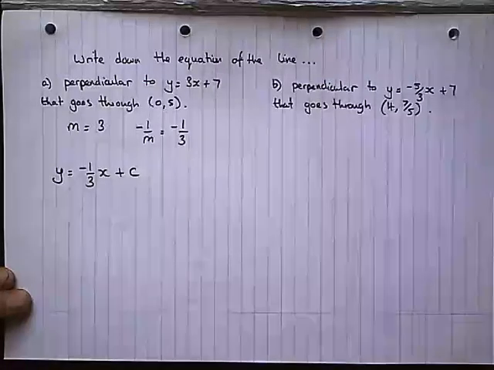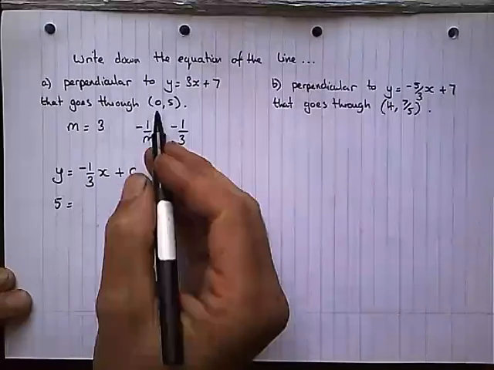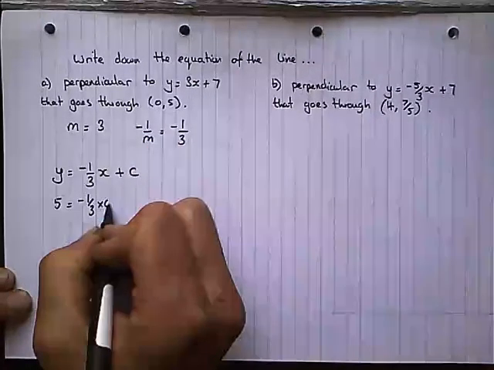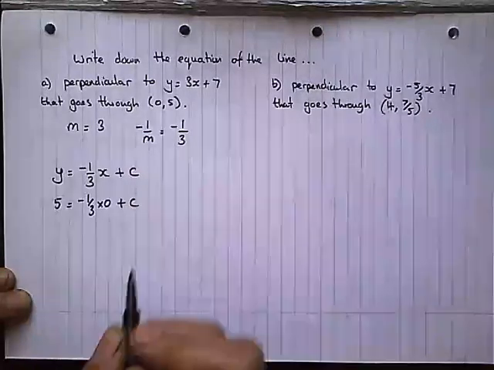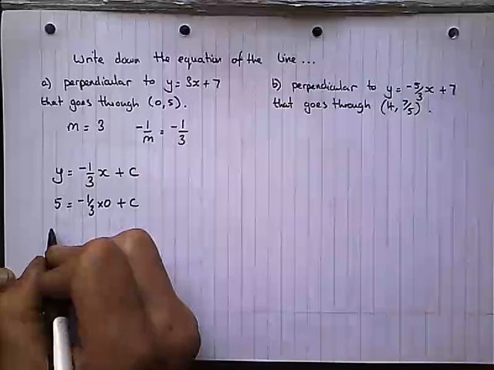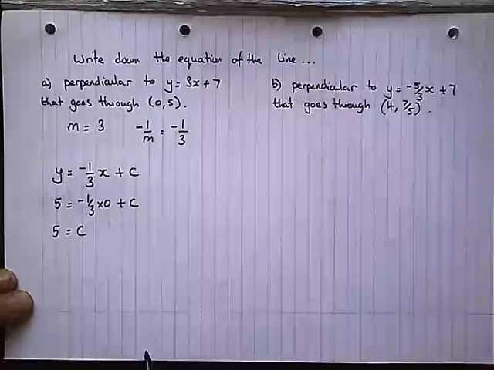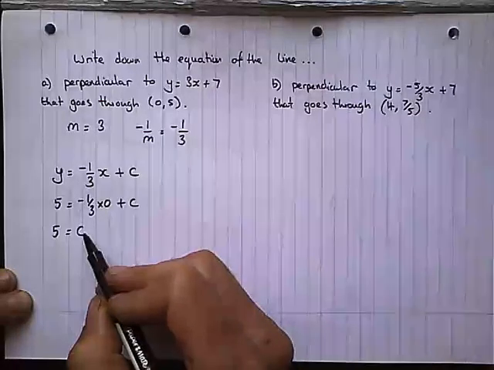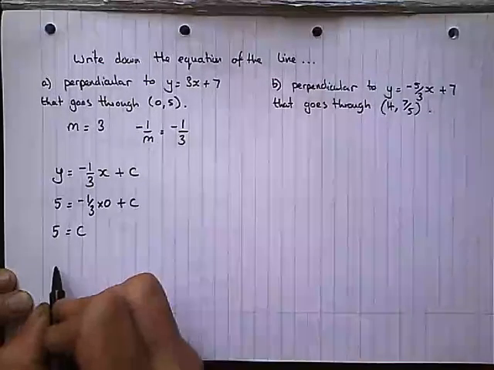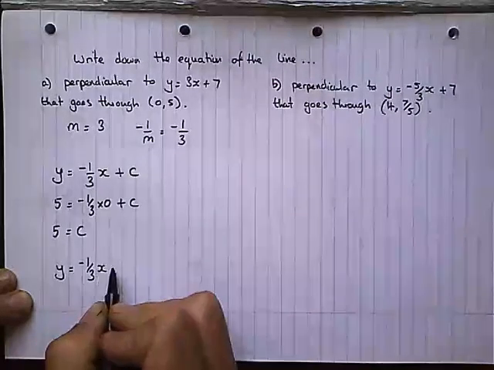The y value is 5. The x value is 0. So it's minus 1/3 times 0 plus c. Well, minus 1/3 times 0 is just 0. So what we've got is 5 equals c. Now that we've found the c value, we can substitute that in, and we've got the equation of our line: y equals minus 1/3 lots of x plus 5.